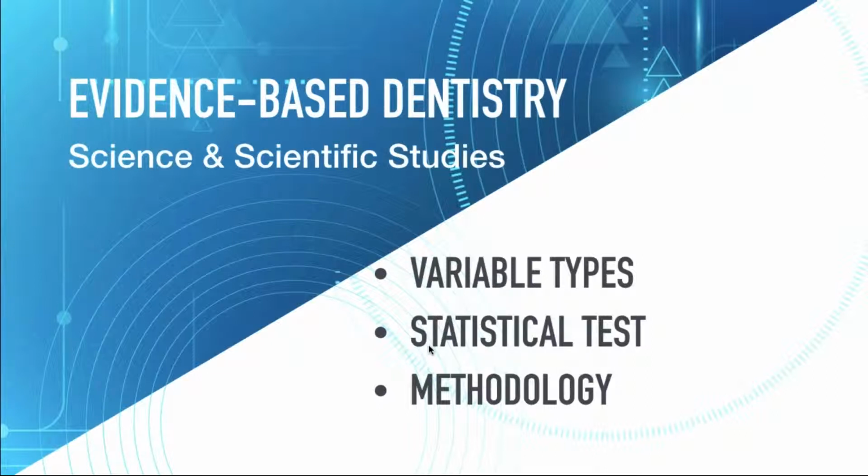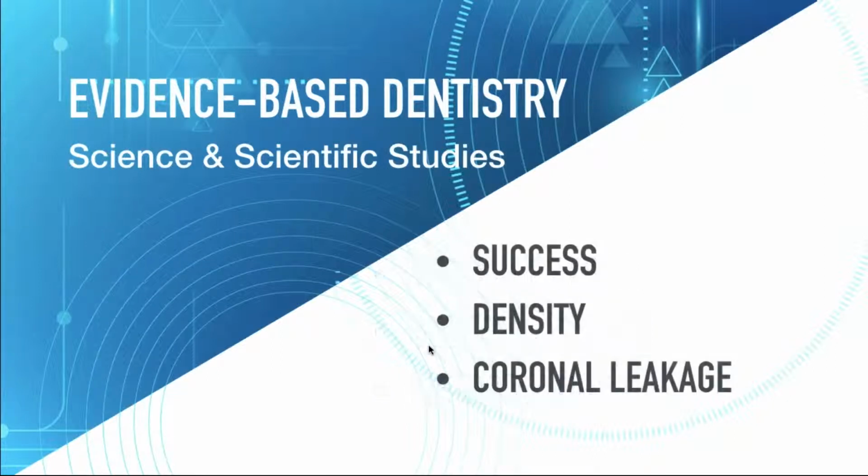Is it double-blind? Is it non-biased? What's the cohort sample? Is it 25 patients, or is it 1.5 million patients? And once something becomes statistically significant, is it clinically relevant? So these are all things that we have to look at when we look at the different science that's available to us. And today we're going to talk about success, the density of our obturation, whether it adapts, whether it bonds, and of course, preventing coronal leakage.